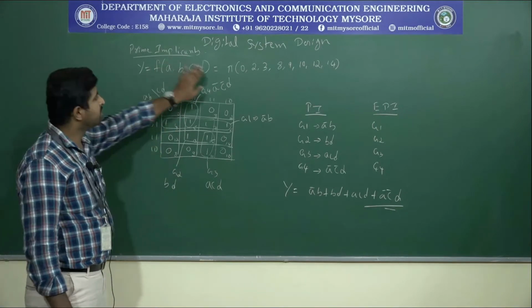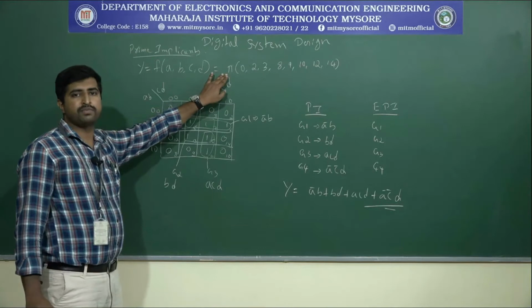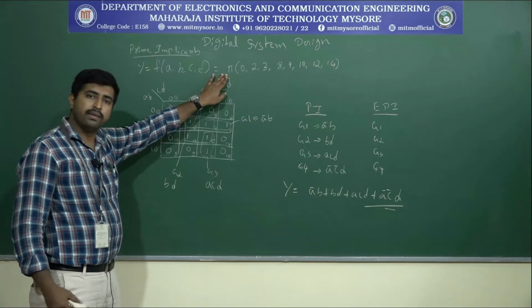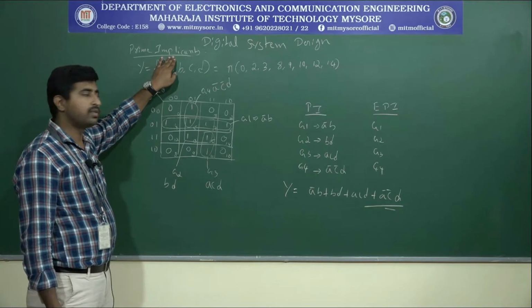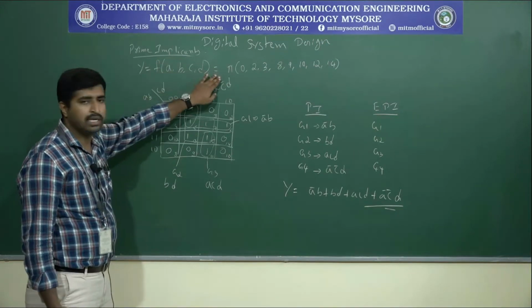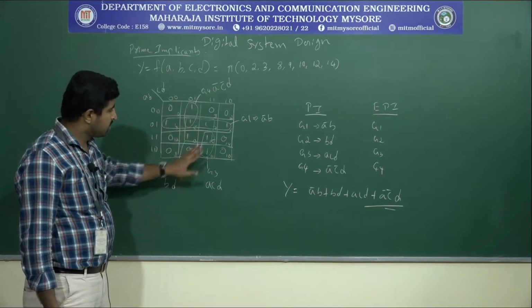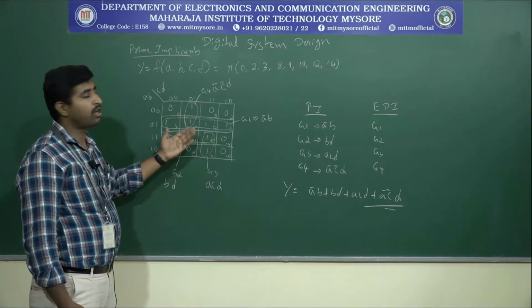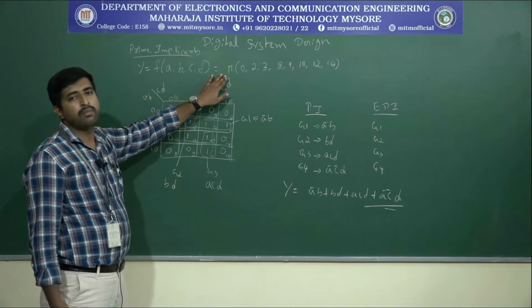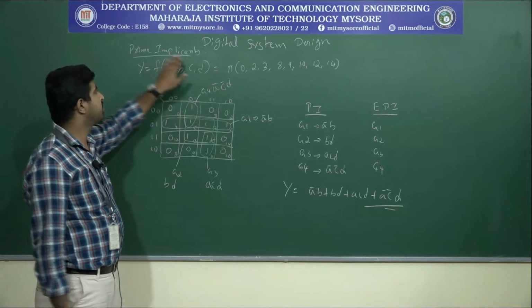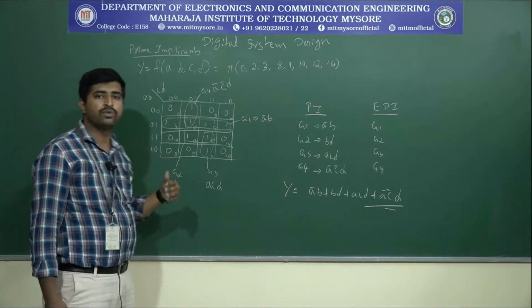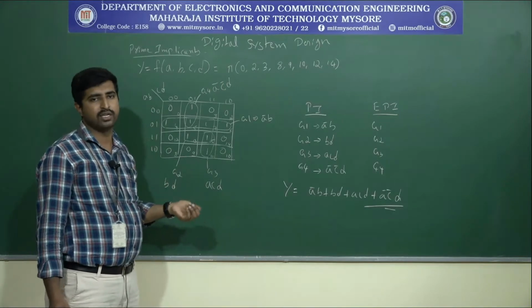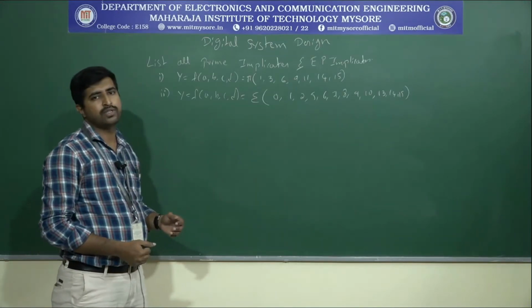So that means they may give the maxterm expression, the Boolean maxterm expression, and they may ask for the prime implicants. Okay. So they may directly give the summation expression and ask for the prime implicants. Or they may even give the pi notation expression and ask for the prime implicants. Okay. So let's solve two or three more problems related to this. Let's move to the next problem.